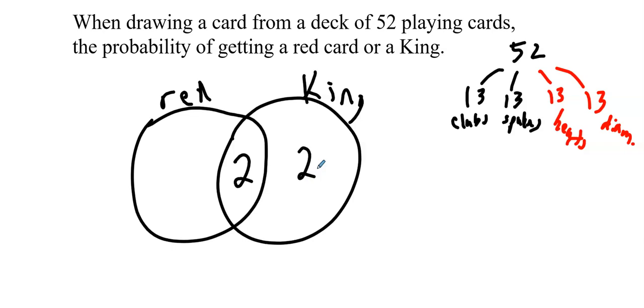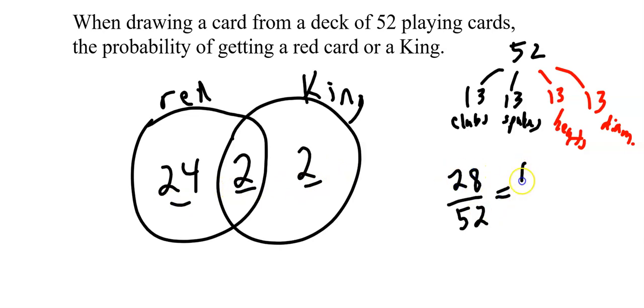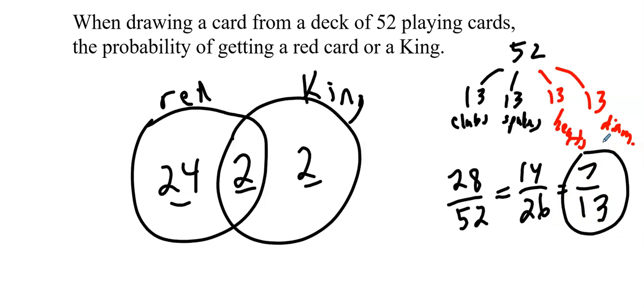How many red cards are not kings? There are a total of 26 red cards, 13 plus 13, minus 2 for the overlap. So 26 minus 2 is 24. There are 24 cards that are red but not kings. So what's the probability of drawing one card from the deck? Out of 52 is obviously the total down there. If you just add these up, 24 plus 2 plus 2 is 28. So 28 out of 52, that'll be 14 out of 26, which is 7 out of 13 if we simplify. And so that's the answer to the question.